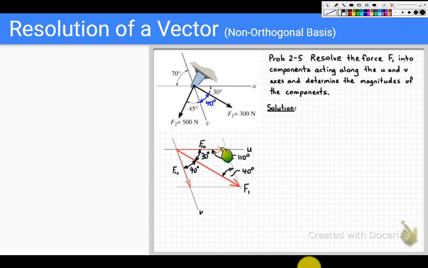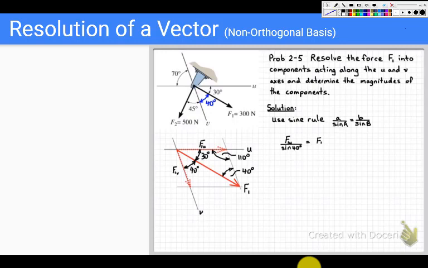So what we're trying to do here is to work out the length of F1u and also the length of F1v. We know the length of F1 because that was given in the problem, and we've now worked out all the angles. So if we know angles and a side, and we have two unknown sides, then we can just use the sine rule twice to solve for those unknown forces.